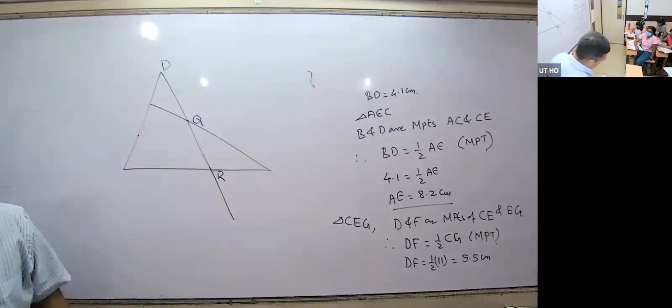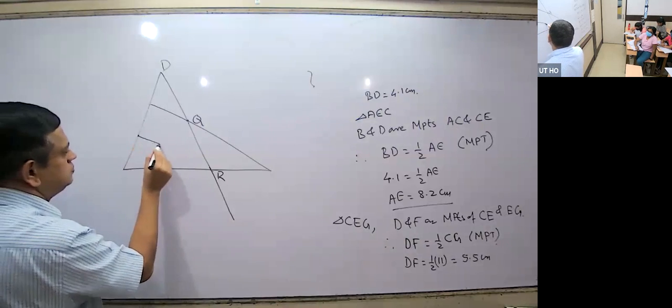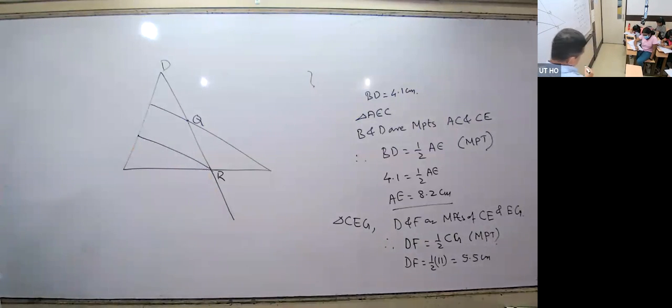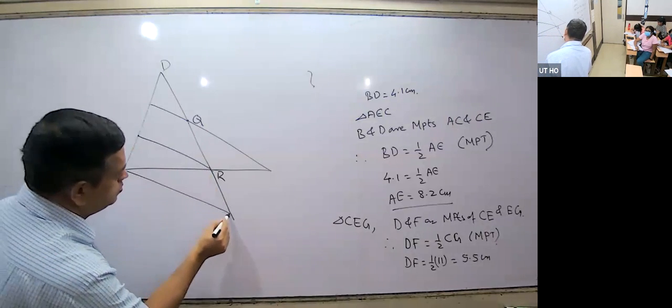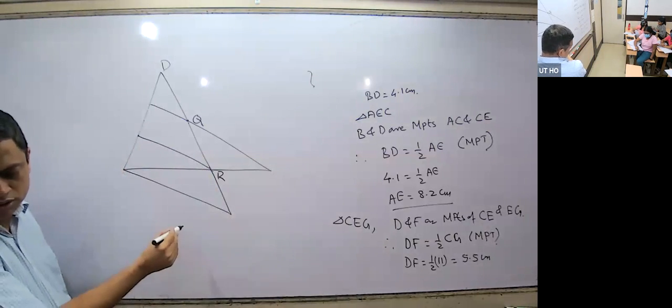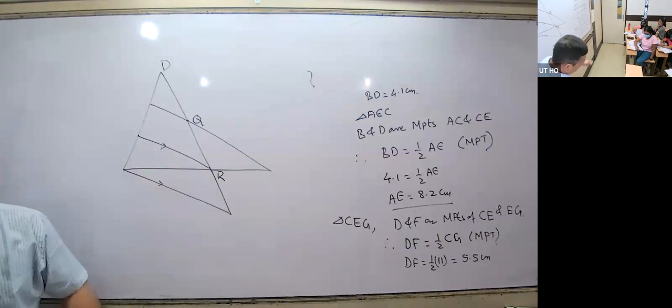Join with that one with the R. Then something else also is there. This is also another parallel line. Okay. Now, these two are parallel. Yes, all three are parallel.